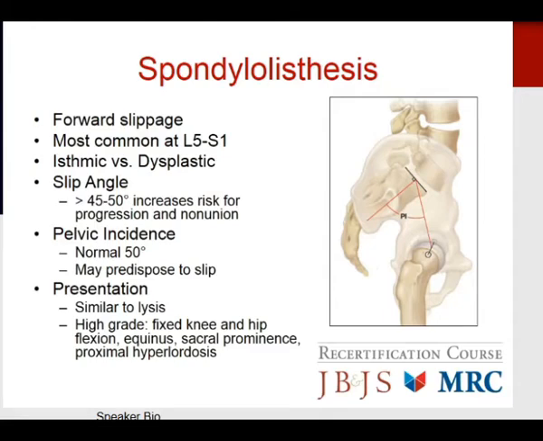The presentation of spondylolisthesis is very similar to that of lysis. However, high-grade slips can present with fixed knee and hip flexion contractures, equinus gait, a sacral prominence, as well as very prominent hyperlordosis.